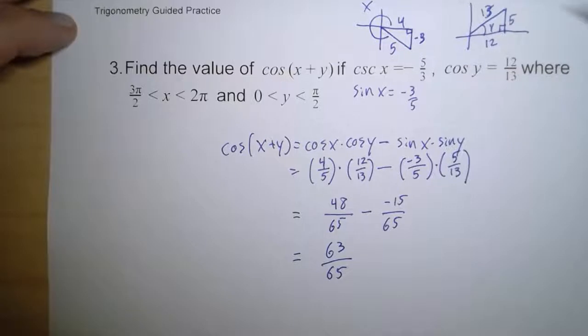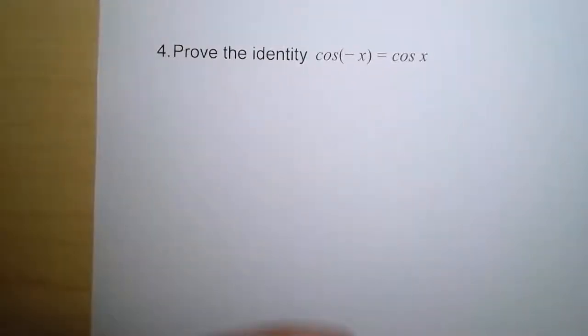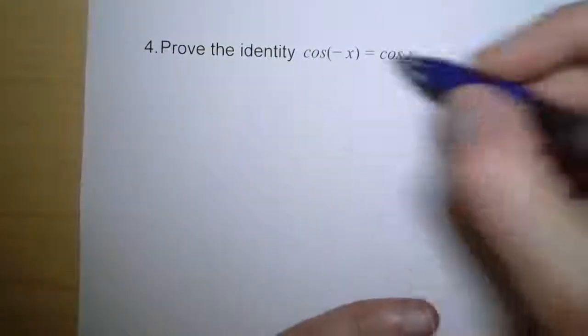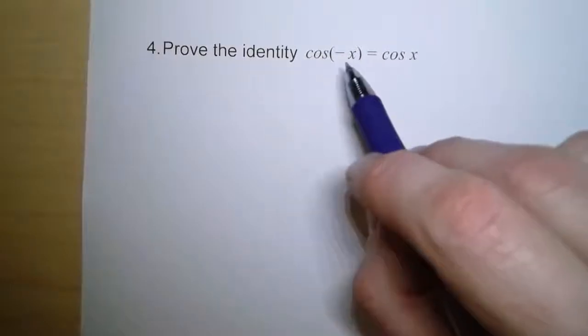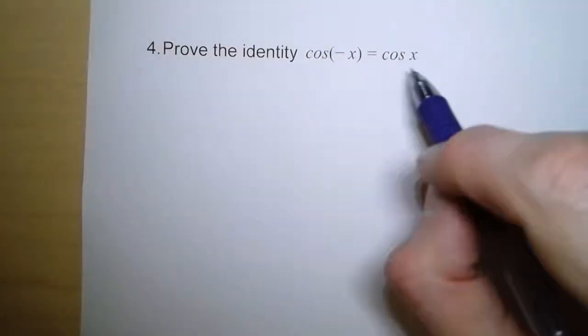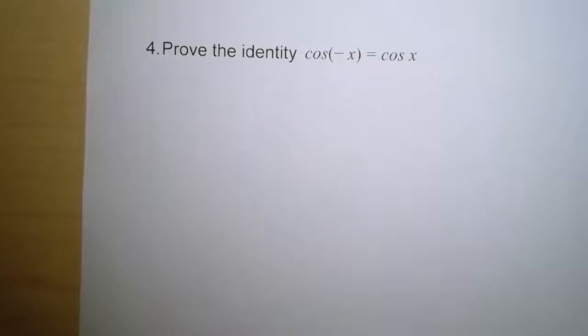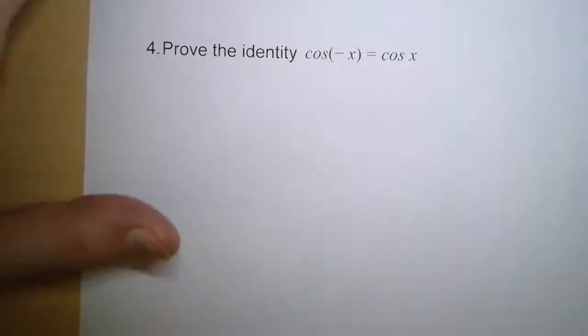All right. Now for the last one, it says we want to prove this identity. Now this is true to begin with. It's an odd-even identity. And what it says is if you plug in a negative angle, it's equal to cosine of the positive angle. Now how do we prove that using what we know is the sum difference identity?